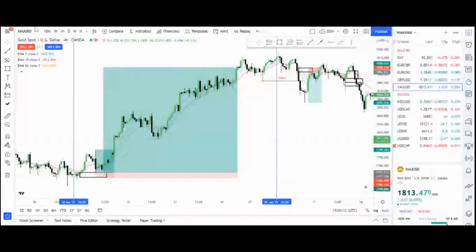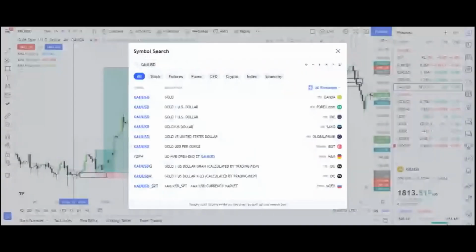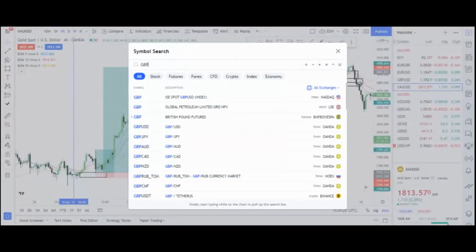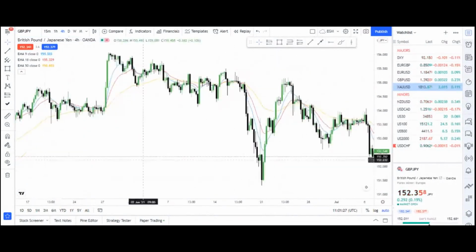GBP JPY, let me type it in. Wow, that was fast. The moves were fast, like down and up immediately. Well, they already gave us a direction. It's on us to follow.